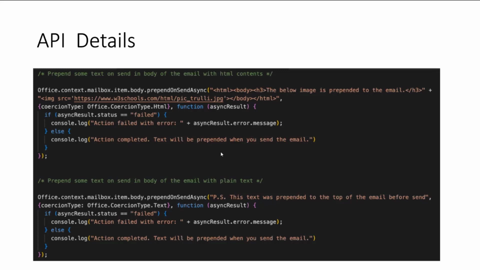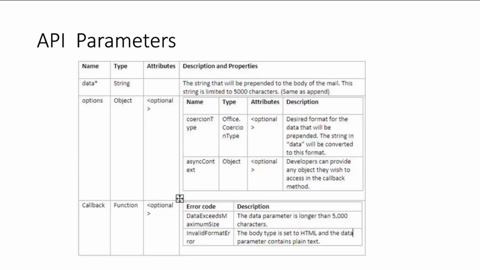I'll run you through a quick demo to show what it looks like. API parameters include the data string that you want to prepend. There are optional fields like the coercion type and async context. And we are also looking at a couple of error scenarios here that I've mentioned. The limitation is 5,000 characters, so that turns up in the error. Or if there is an invalid format, that's also something that shows up.